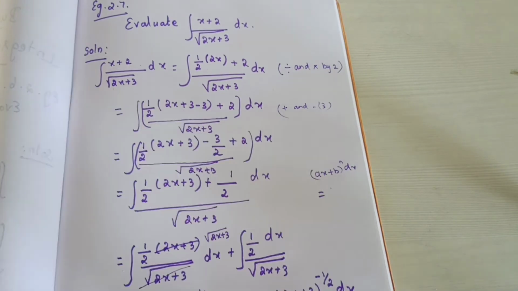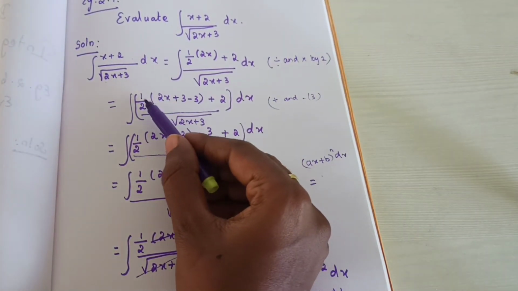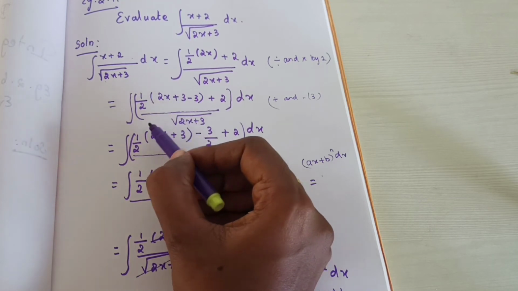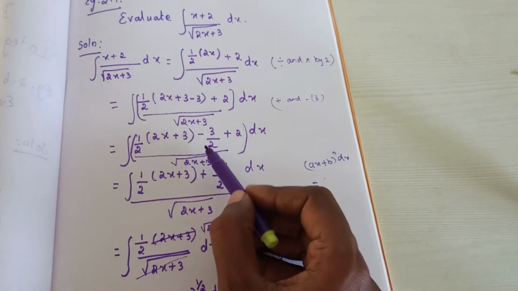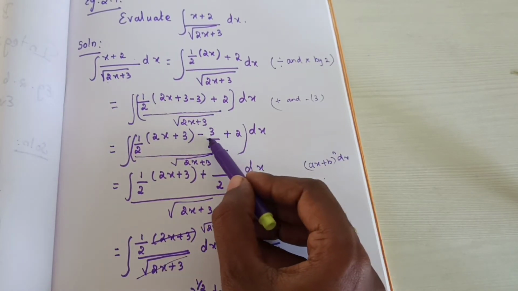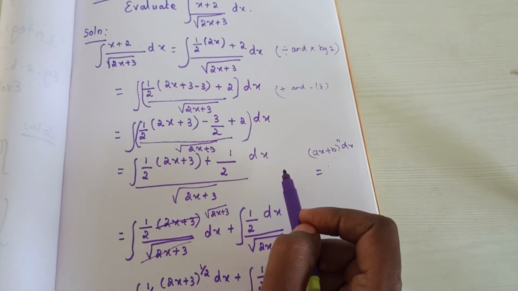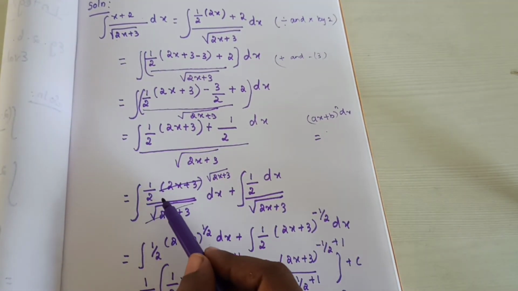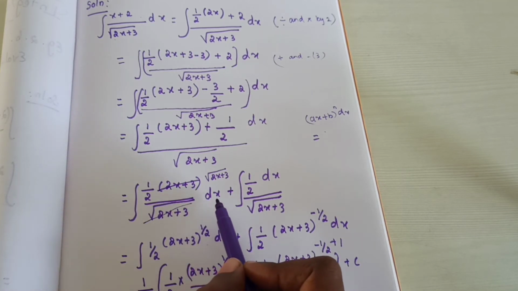If you are doing like this, we will split it: that is 1 by 2 into (2x plus 3) minus 1 by 2 into 3, means minus 3 by 2, plus 2. Then we can simplify this 2. Then 1 by 2 into dx you will get. That is equal to 1 by 2 into (2x plus 3) divided by square root of 2x plus 3 dx.